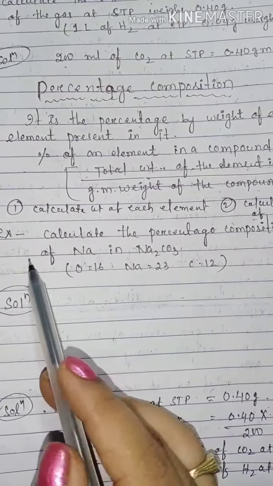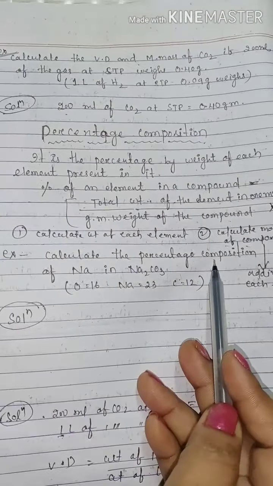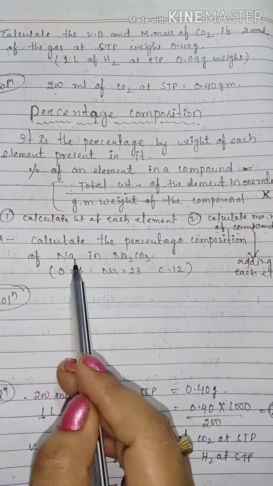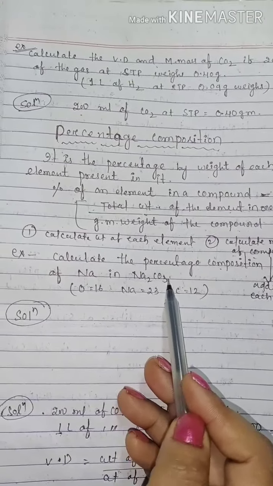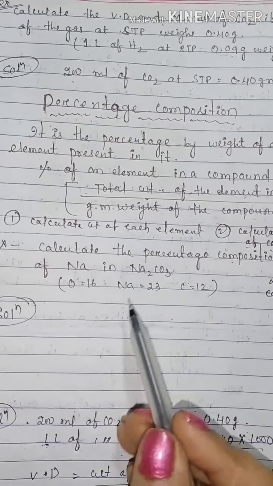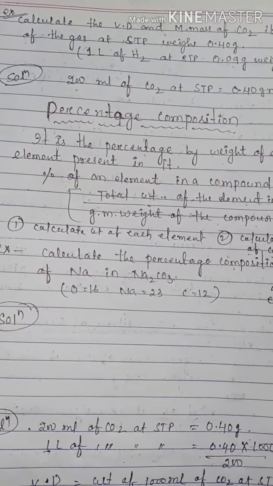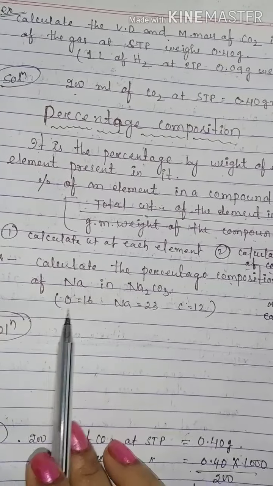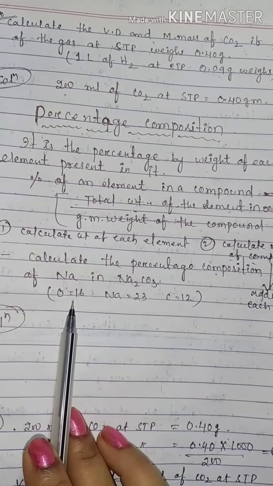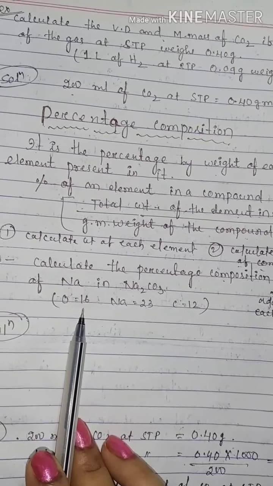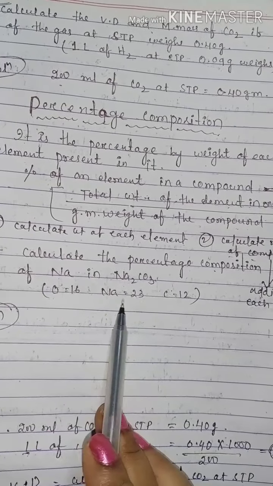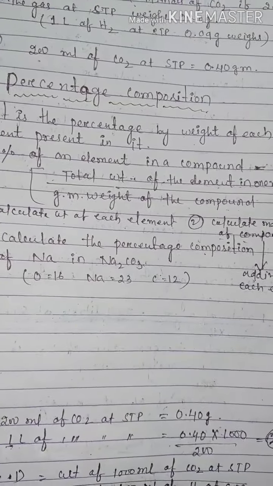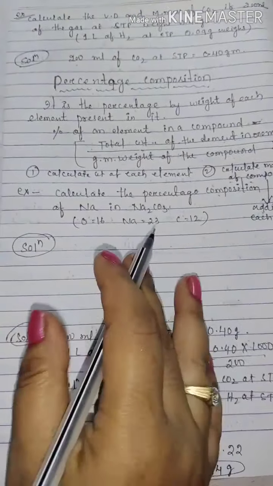So, accordingly, we have to do another problem. Solve here: calculate the percentage composition of sodium in sodium carbonate. I have taken here Na2CO3. How will you do that? For calculating this, some hints are also given here: the relative atomic mass of oxygen is 16, sodium is 23, and carbon is 12.